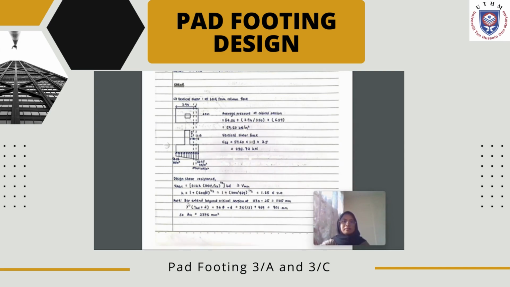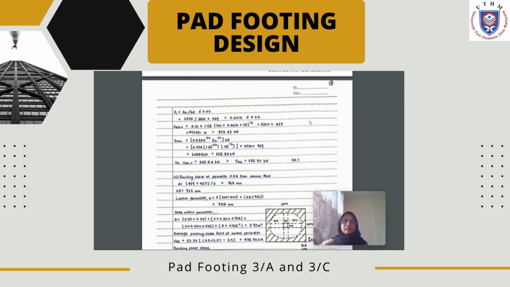Then note that the bar extends via the critical section at 1050 millimeters, which is larger than the 901 millimeters. So the ASL that will be used is 2375 millimeters square, which is the AS provided. And continue to calculate the P1 using this formula.